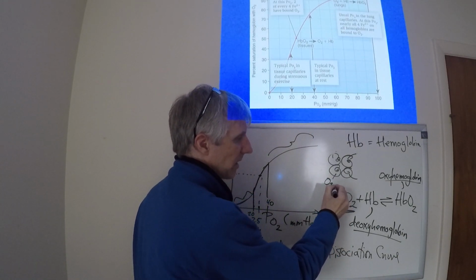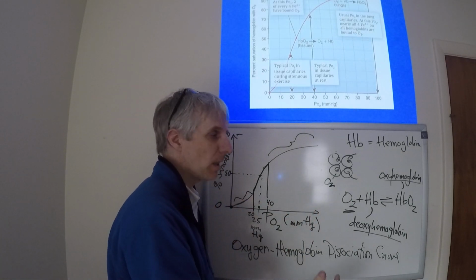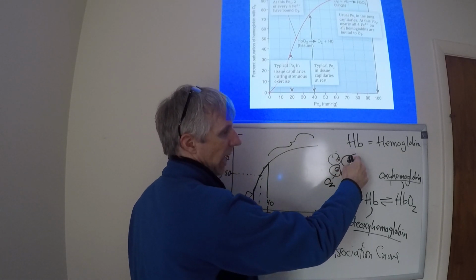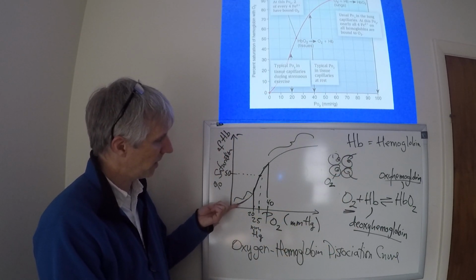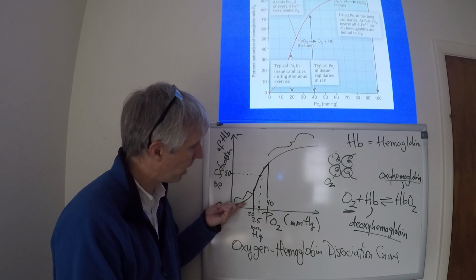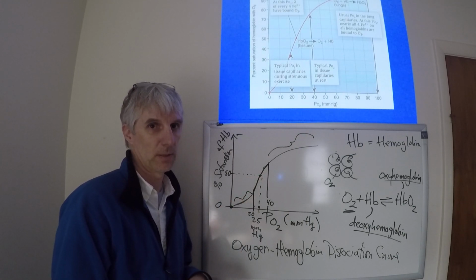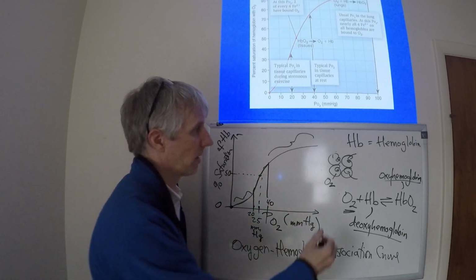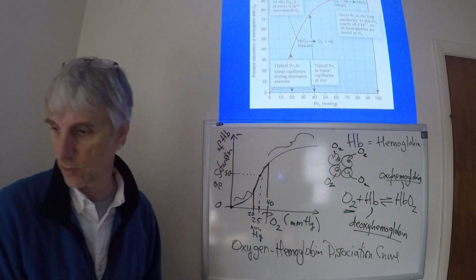I add an oxygen here. This increases the likelihood that oxygen attaches to the other binding sites. Right? Getting one to attach is hard, but once you get one of them to attach, it's easier to attach the second one. Okay? And the reverse situation is also true.